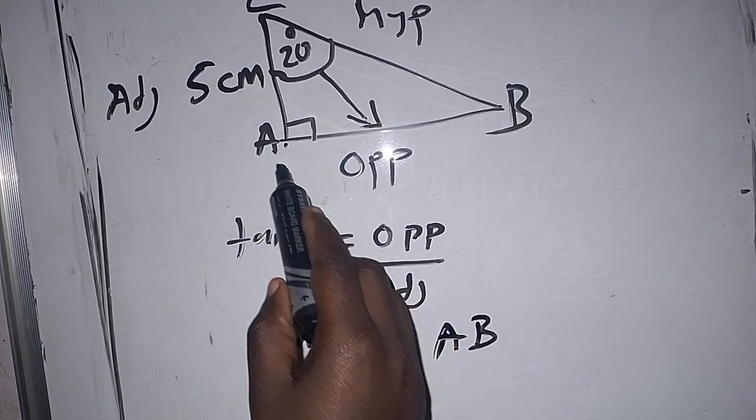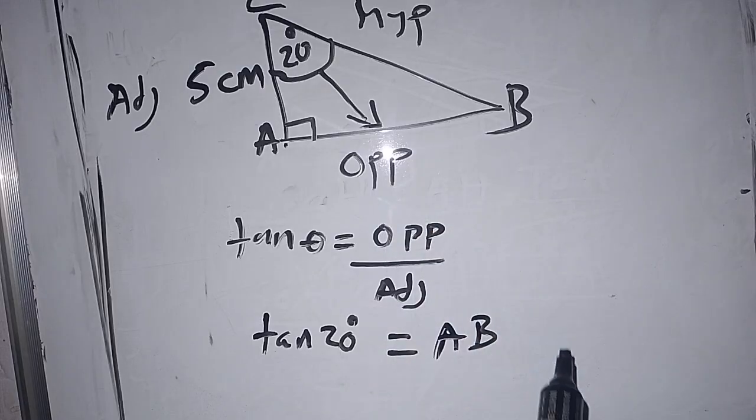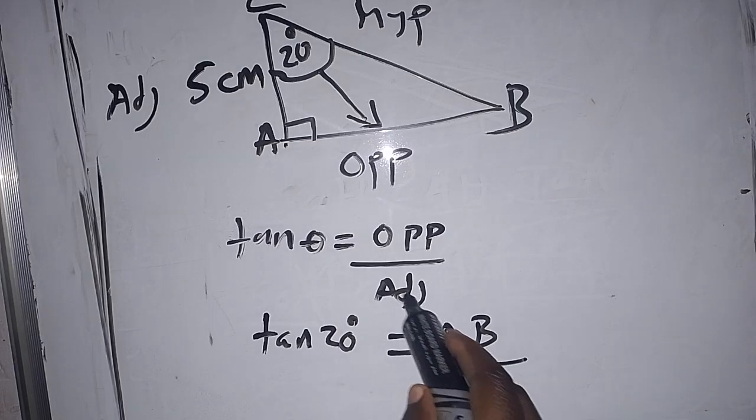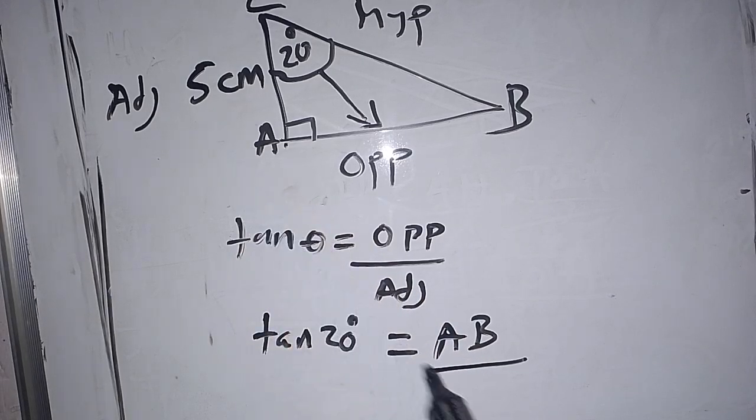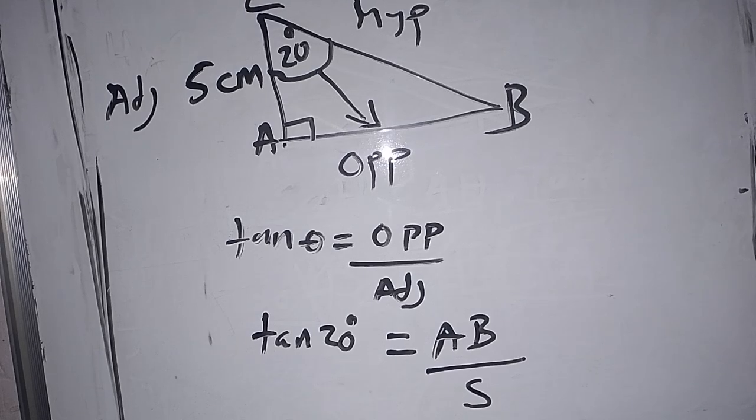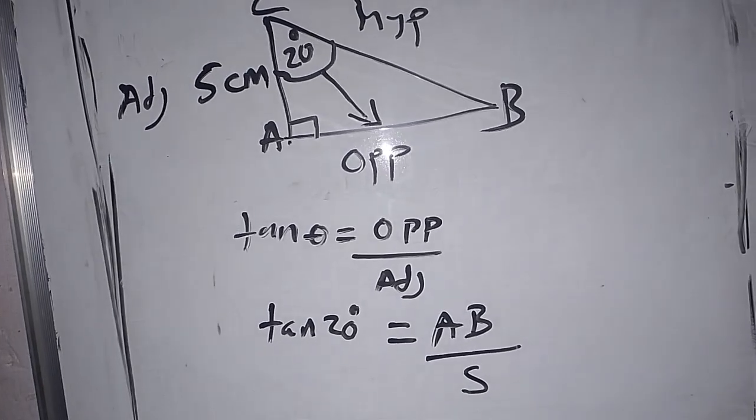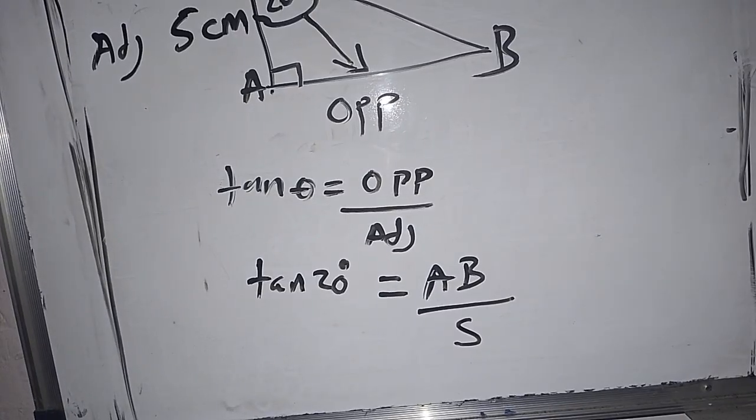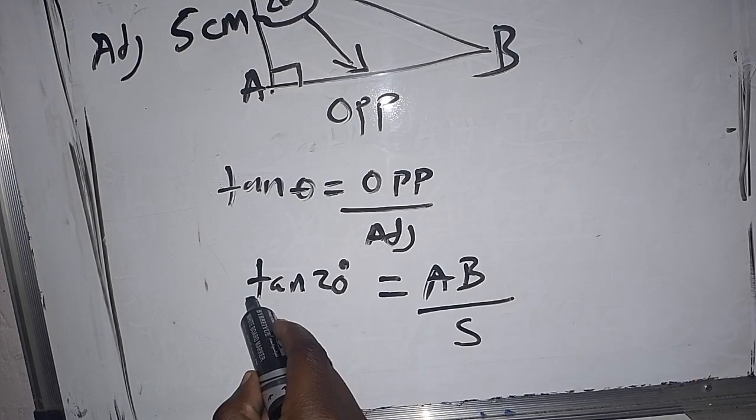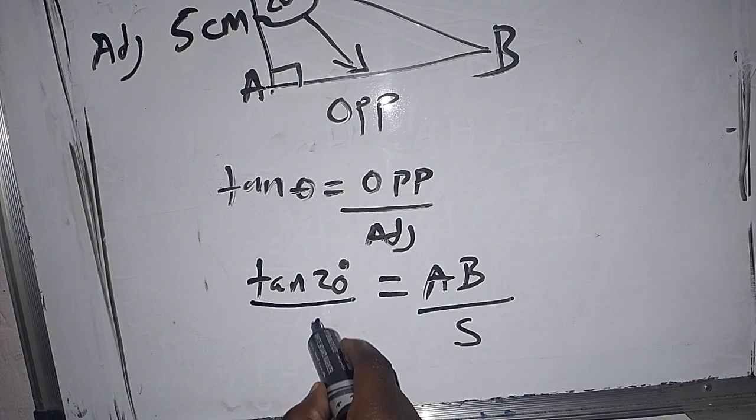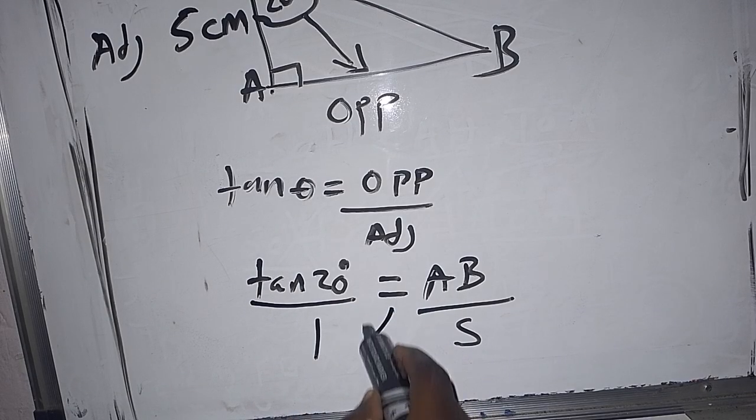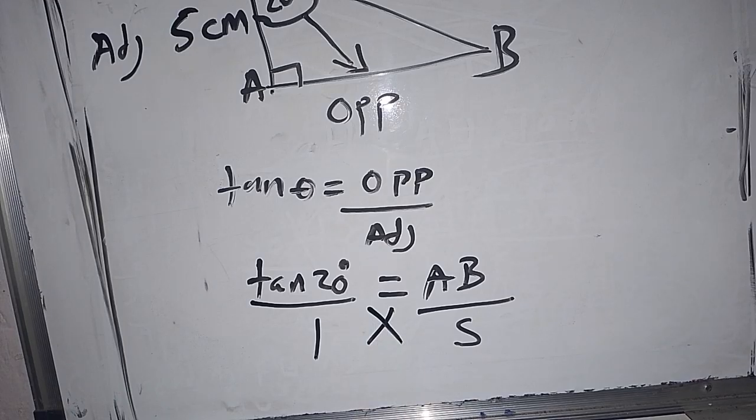Since on this length AB is where there is the opposite, and of course we are looking for AB, then over adjacent. So our adjacent is 5 centimeters, so here we just put a 5. Now from here, the next thing is just a matter of cross multiplying. So I'll say tan 20 over 1, then we cross multiply.